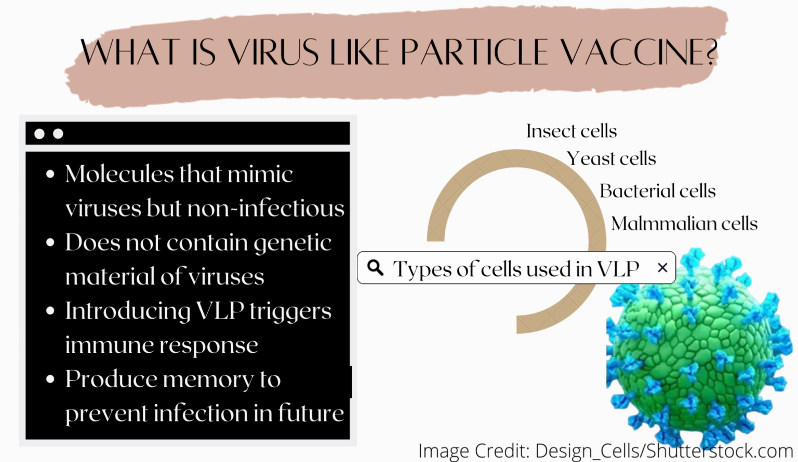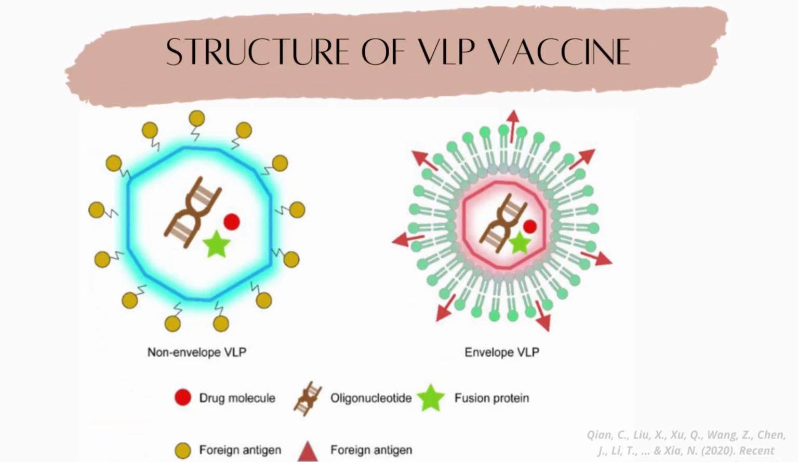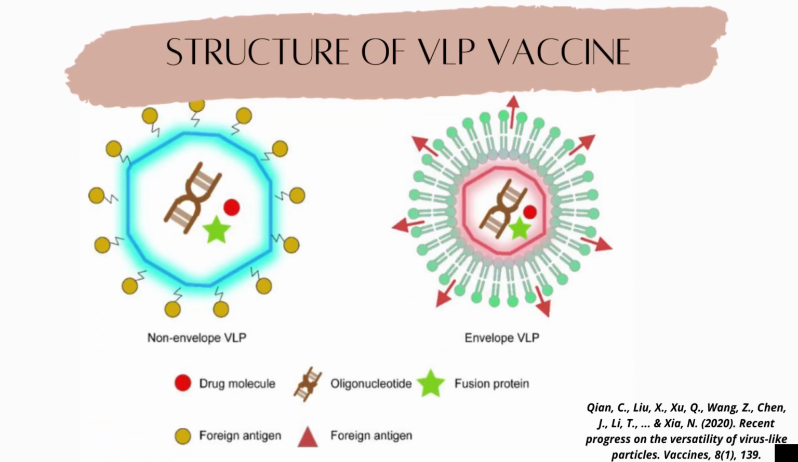Creating a VLP vaccine can use bacterial, yeast, insect, or mammalian cells. Non-envelope and envelope VLP serve as a platform for antigen presentation and vector.